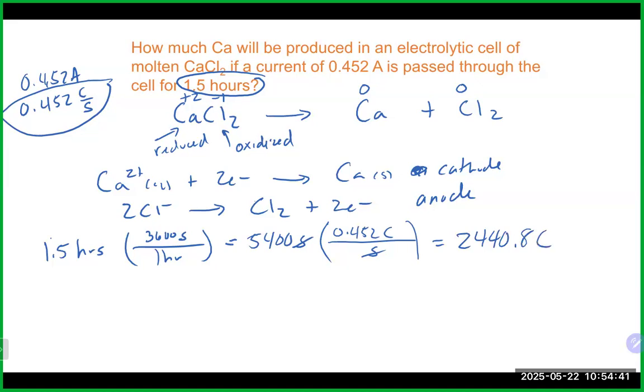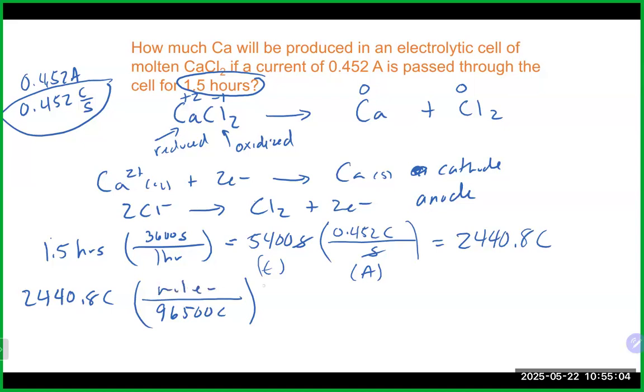2440.8 coulombs. So basically, we're taking the time we ran the cell and multiplying it by our amperage, and that's going to give us coulombs of charge. This is where we can use Faraday's constant to convert it into moles of electrons. So we'll take our coulombs of charge, and we're going to use Faraday's constant at this point, 96,500 coulombs per mole of electrons. And that's going to get us here, divided by 96,500, 0.025 moles of electrons.